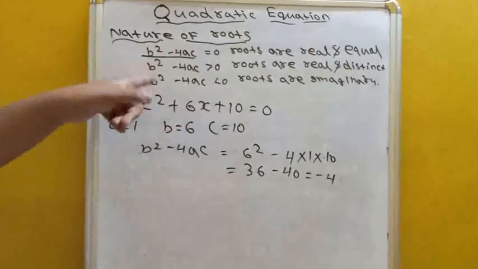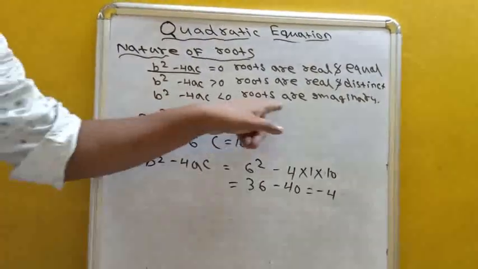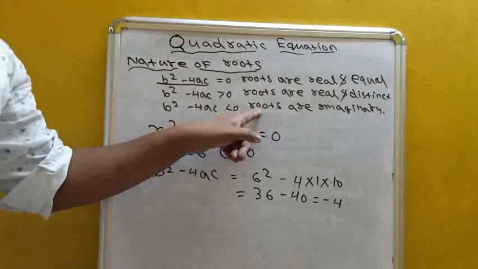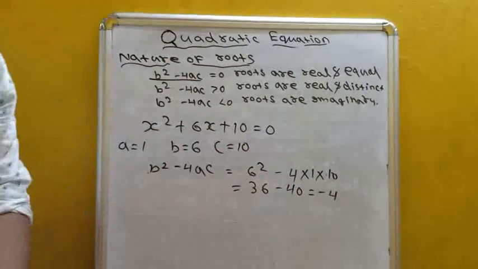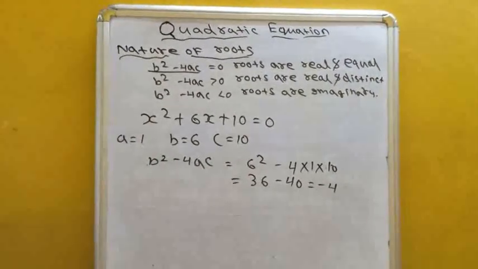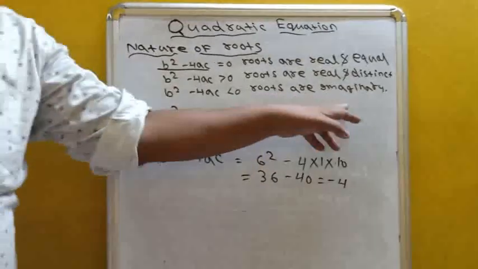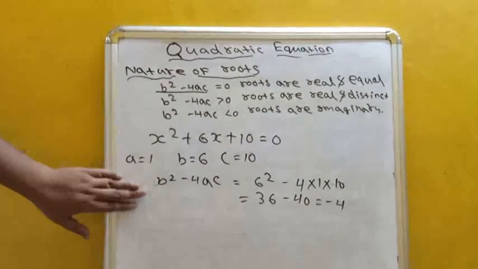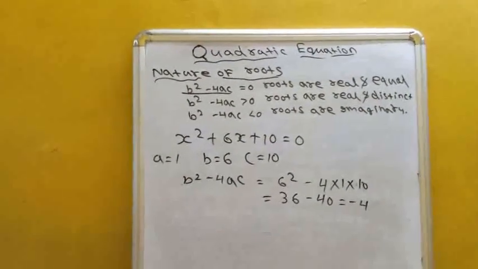So b square minus 4ac equal to minus 4 is coming. Minus 4 coming means what? Roots are imaginary, because it is less than 0. So you can't find out the roots of this equation.